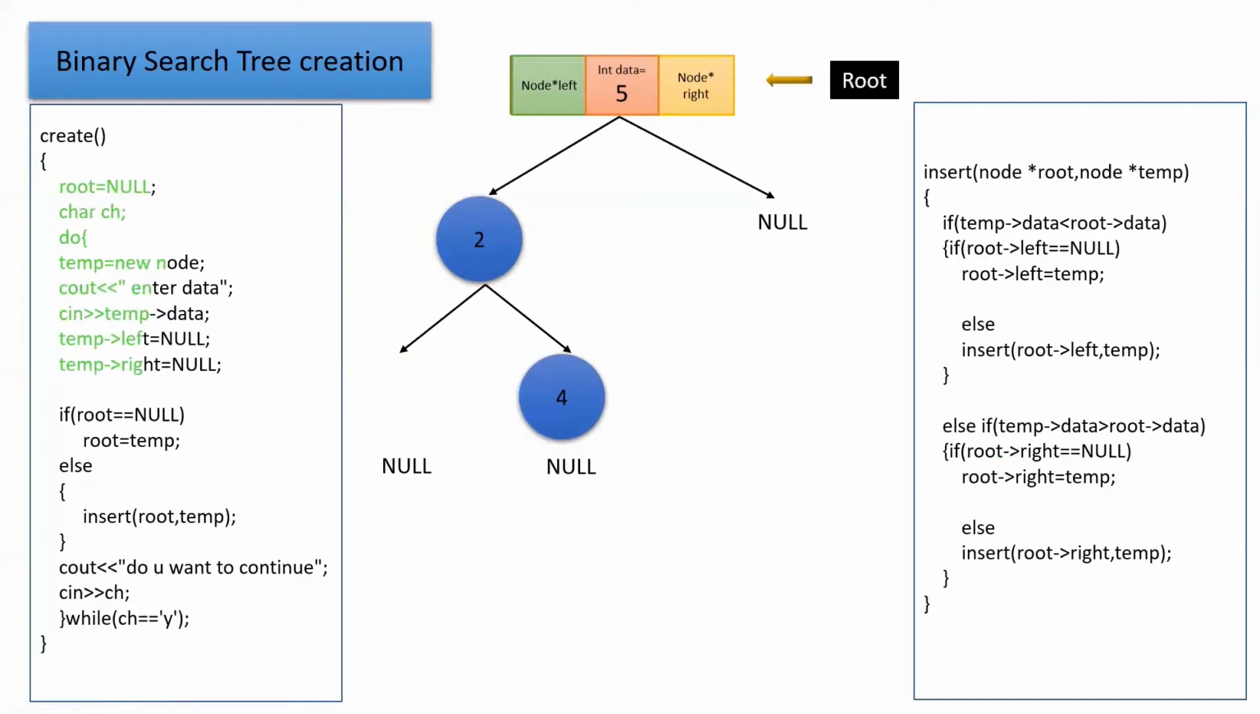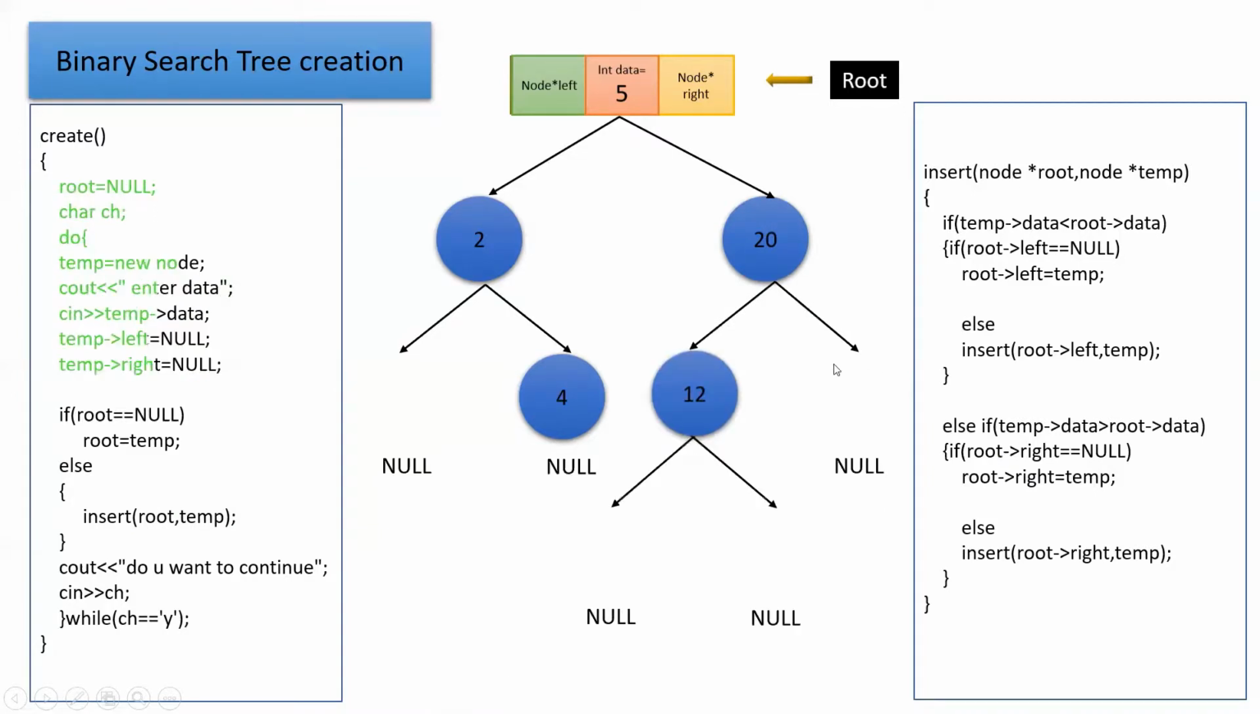Suppose one more node I want to create. Once again, this part will be executed. A new node will be created. Suppose I want to attach the 20. This condition becomes false. It will call the insert function by passing the 5 and the 20 here. So it will come inside the insert function. So 20 is attached as the right child.